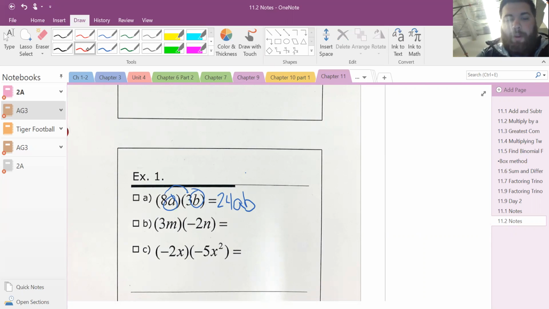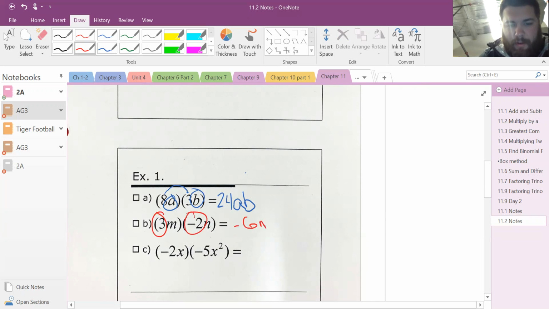Next one, we have 3m times negative 2n. We have negative 2 times 3, multiply the coefficients. We get negative 6nm. That's it. Pretty easy. Now this one's a little bit harder. This is one I'm talking about here.